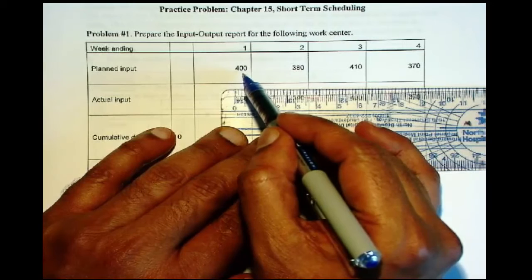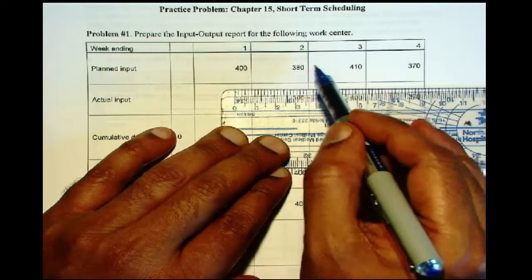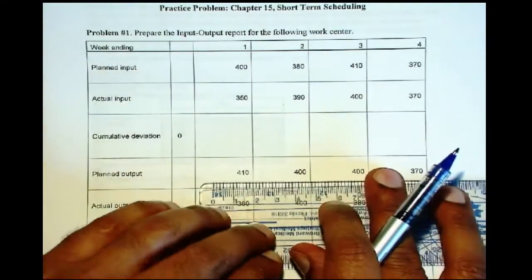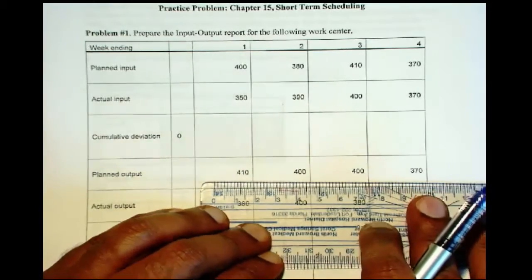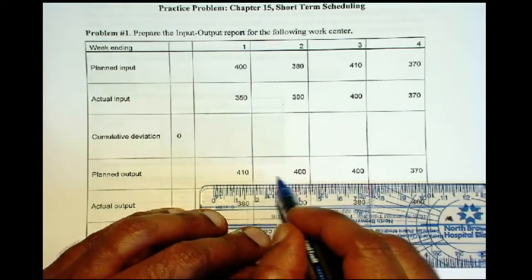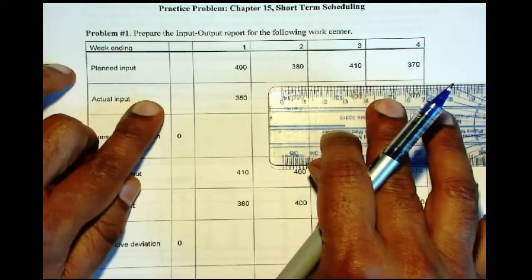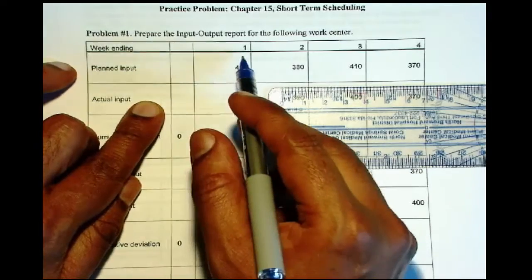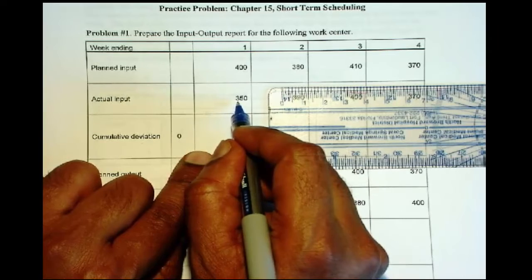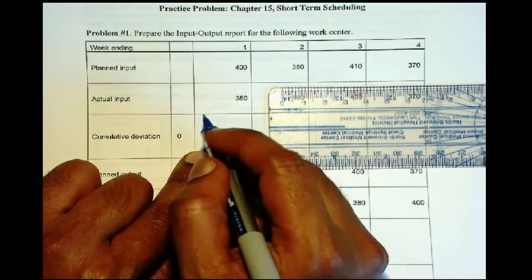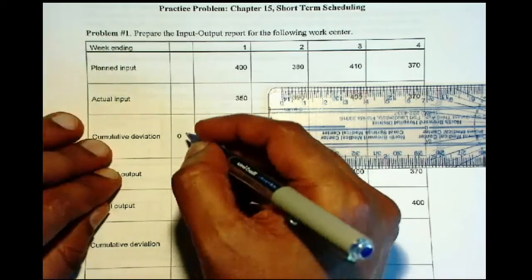400 hours of jobs are expected to come in week 1, 380 in week 2, and so on. And similarly, here you have the planned outputs that are expected to come out of the workstation for each of the weeks. Now, as the actuals come in, this will be the one that you will fill out after the week is completed.